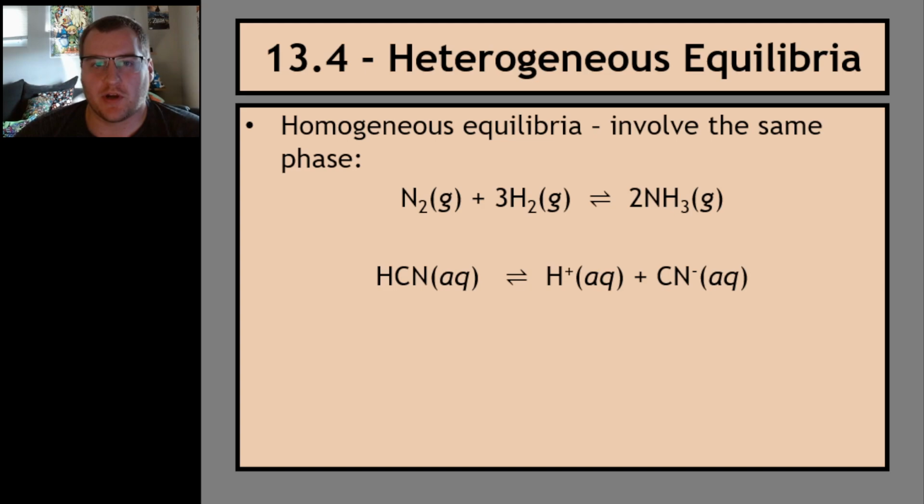Okay, so on the next section here, we have homogeneous equilibria, which involve the same phase, meaning everything's a gas or everything's a liquid or everything's one phase. So like this top one, everything's a gas. Bottom ones, everything's aqueous. That's what we'll see the majority of the time.